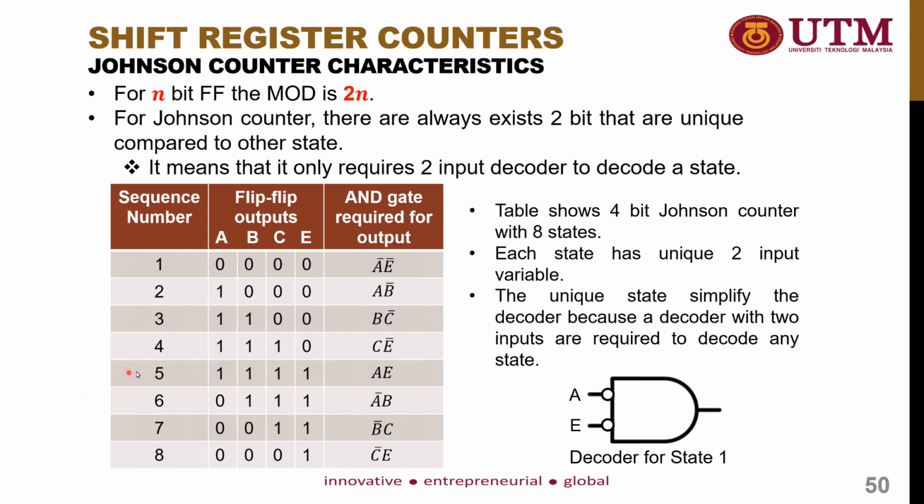For example, if we want our Johnson counter output to become 1 at the 4th sequence, you need to design your decoder which has the input of C, E bar. The input of C has no bubble and the input of E has a bubble because it is C, E bar. And then you can design it by using an AND gate, so that during this state, the output of your decoder will become 1. Alright?